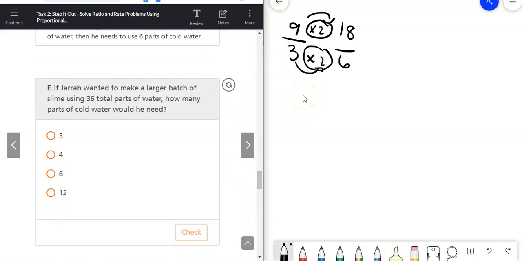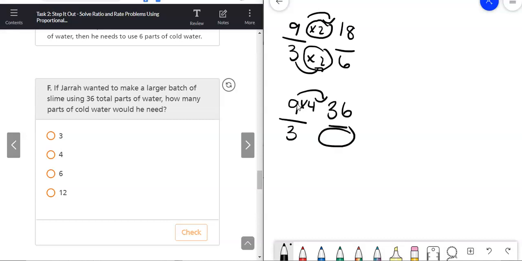For this one, if Jiraiya wanted to make a larger batch of slime using 36 total parts of water, how many parts of cold water would he need? So we're still going to have 9 over 3 because there are 9 total, 3 cold. And this time, instead of 18, we're going to do 36, and we're trying to find this. 9 times 4 is 36. If I multiply by 4 on top, I'm going to multiply by 4 on bottom. So 3 times 4 is 12.